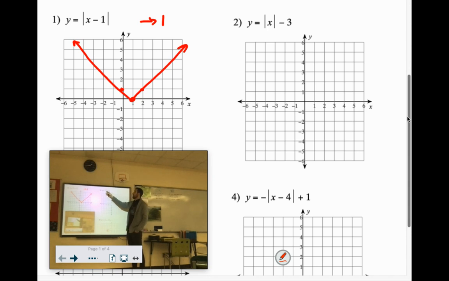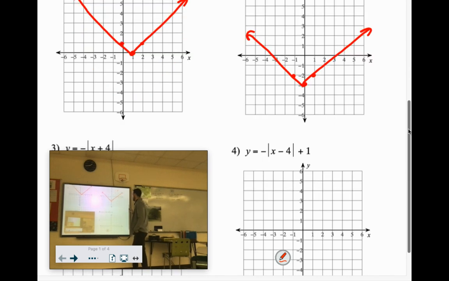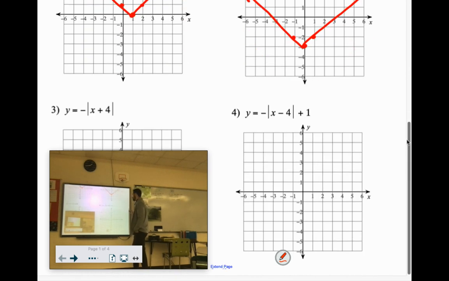Here, it has a minus 3, but it's not grouped with the x, so that's your vertical change. So this would shift the entire V down 3. So start by going down 3. From that point, you go up 1 over 1 in both directions. That's almost too easy. Let's throw in one where we have multiple transformations.